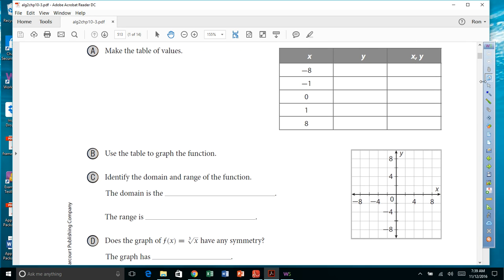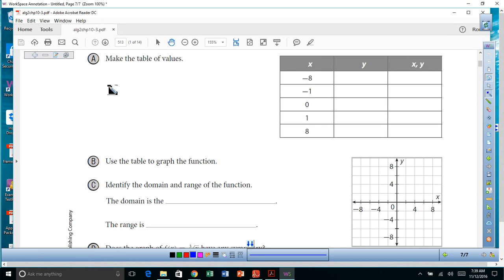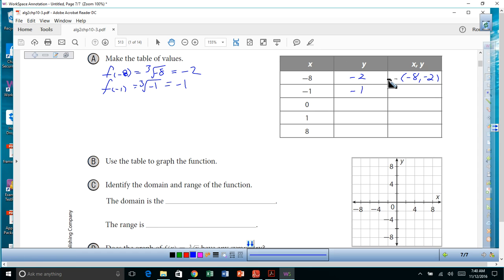So let's do that. We're going to make a table of values. So we've got negative 8 here. So f of negative 8 equals the cube root of negative 8, which is negative 2. That gives us an ordered pair of negative 8, negative 2. And we'll try negative 1. F of negative 1 equals the cube root of negative 1, which is negative 1.